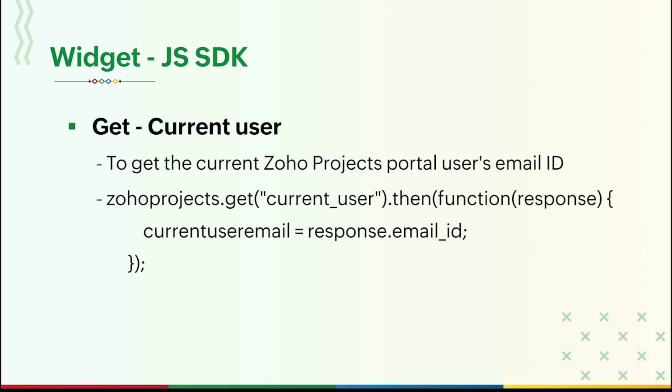And in order to do this email ID criteria match, we will require the Zoho Projects portal current user's email ID, right? In order to fetch that, we can use this JS SDK method, which will return the current Zoho Projects user's details from which we can fetch the email ID. So for this purpose, we have used this JS SDK method.